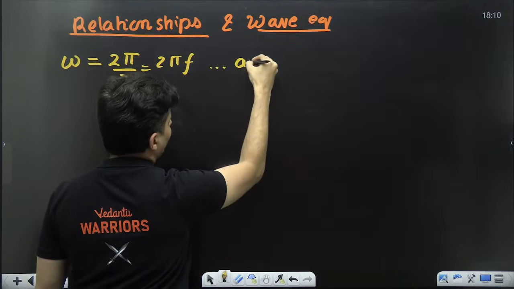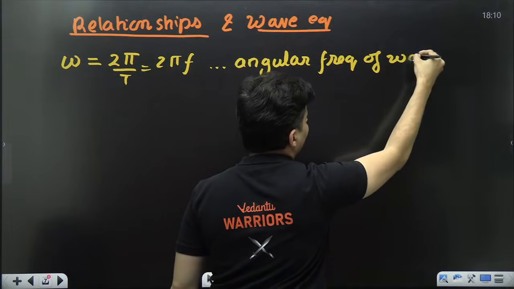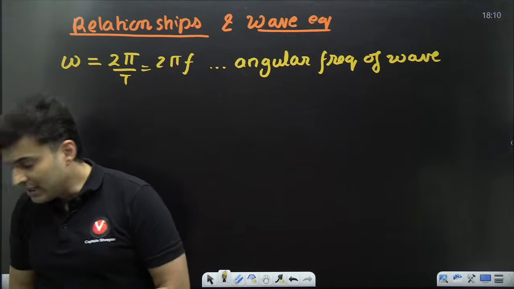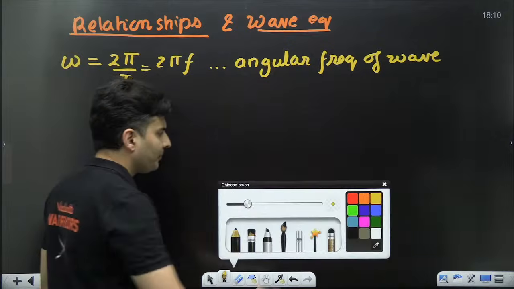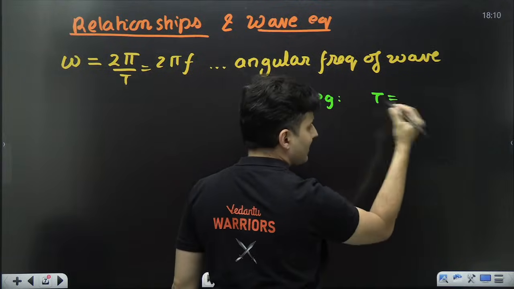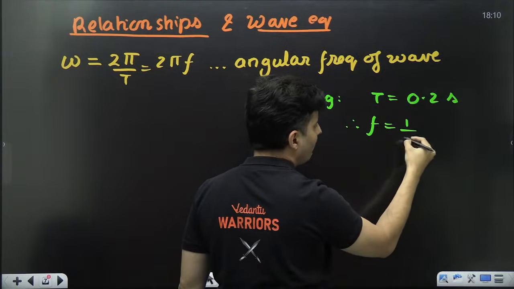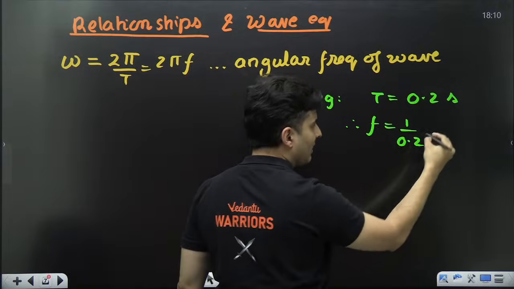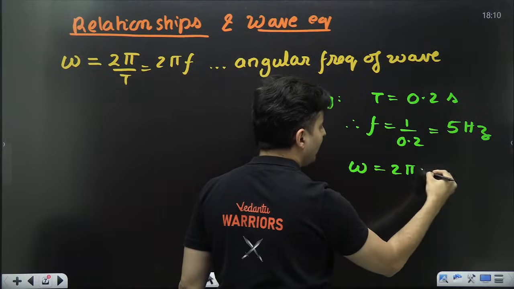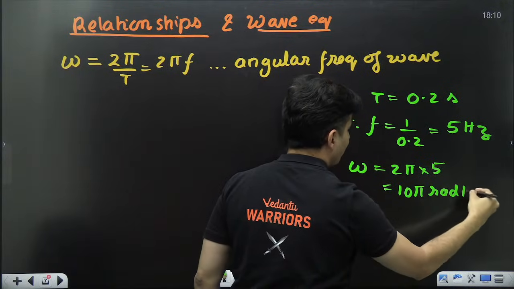This is nothing but your angular frequency of the wave, right? So what is the meaning of angular frequency? Example, let's say I tell you that the time period of certain wave is 0.2 seconds. Therefore, the frequency will be 1 by 0.2. 1 by time period is frequency, which is nothing but 5 hertz. But angular frequency will be 2 pi into f, which is 5. So 2 5s are 10. So 10 pi radians per second.